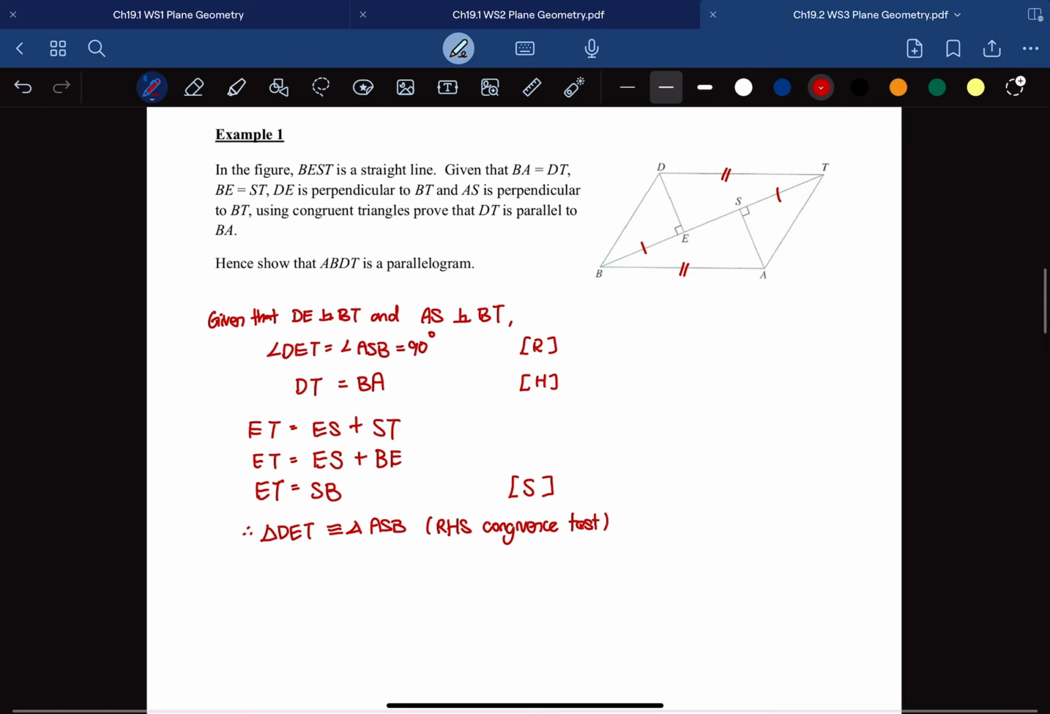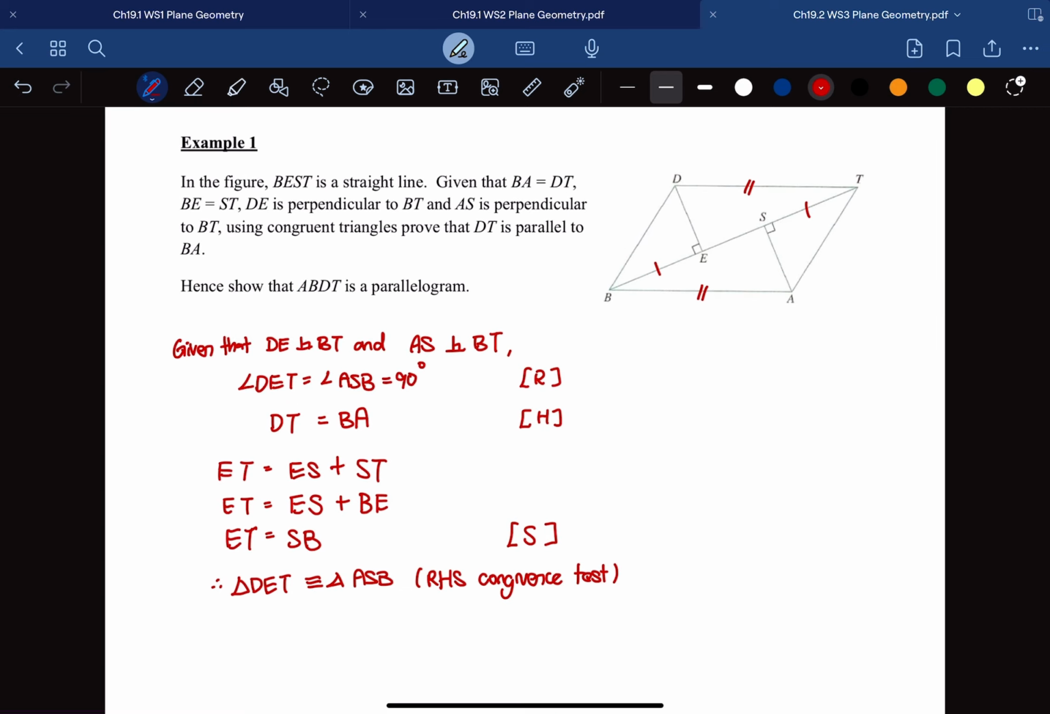Okay, so now that I've shown that these two triangles are congruent, I know that these two angles, in fact, since these two triangles are congruent, by congruent triangles, this angle here is the same as this angle. Okay, so if I do this marking out, these two angles are the same by congruence.